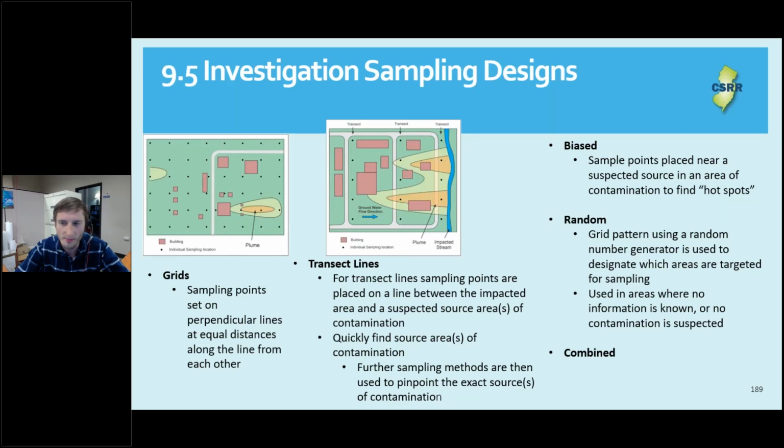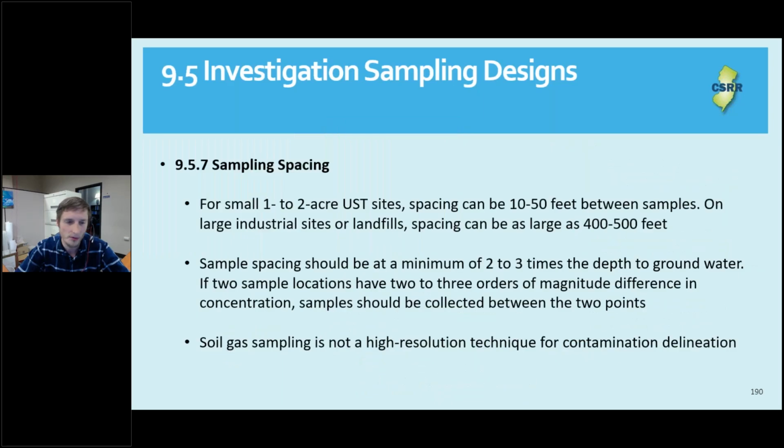You also have random sampling, which uses the grid pattern, but it uses a random number generator to designate the areas which are targeted. That lowers the amount of samples required. And then you have combined, where you can use any of the above designs. Next slide, please. So we talked about where the samples are, but what about the spacing?